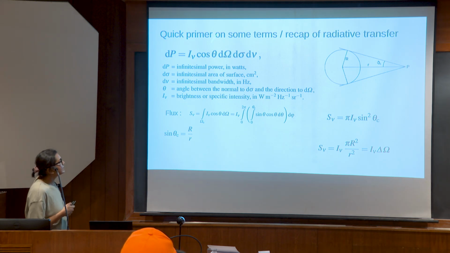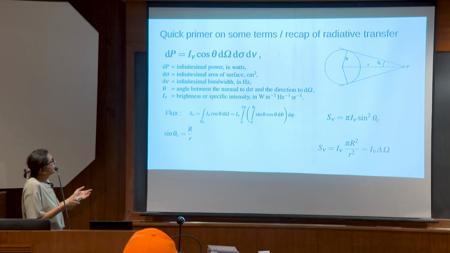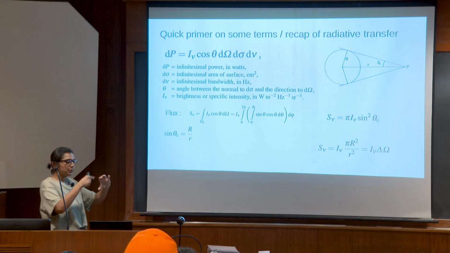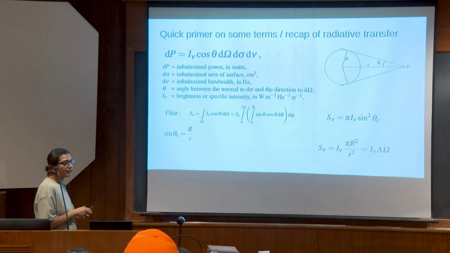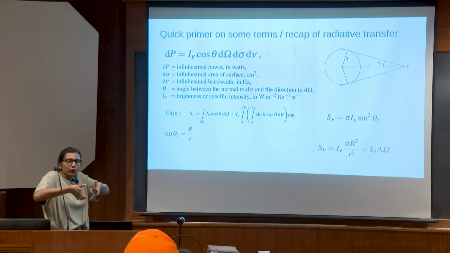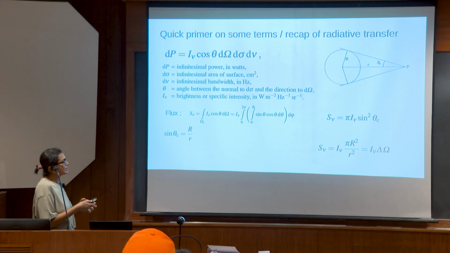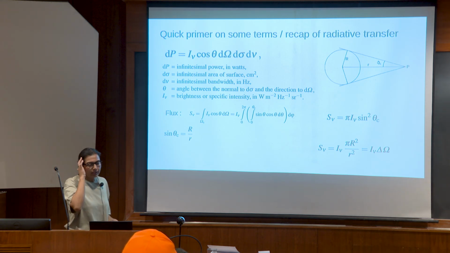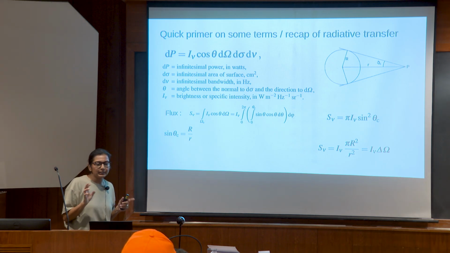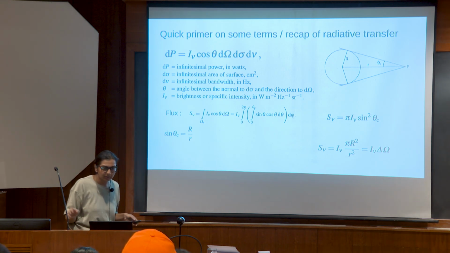Cos theta is the angle it subtends, d omega is the actual angular area that it subtends, d sigma is the surface area of my detection on which this ray is incident, and d nu is the frequency. So this I nu denotes that it is a function of nu. It is specific intensity, also sometimes used interchangeably with a term called brightness.